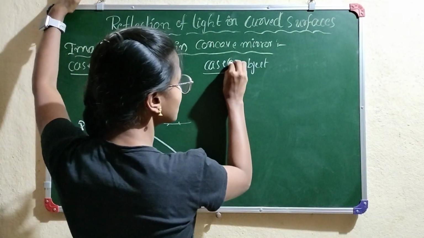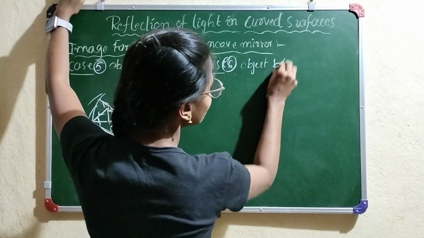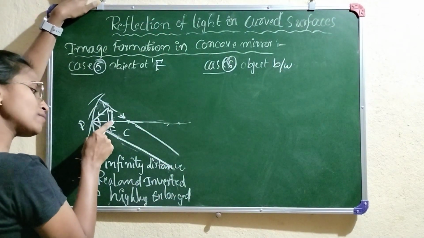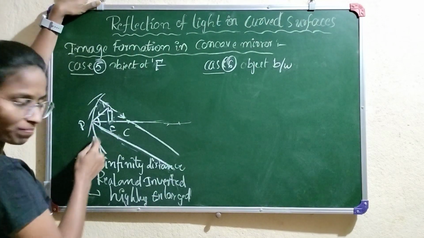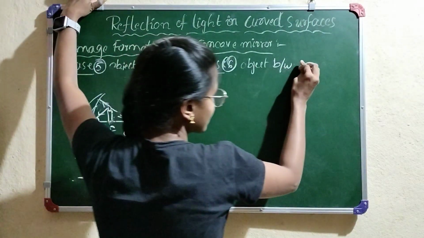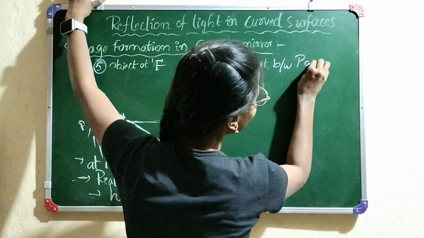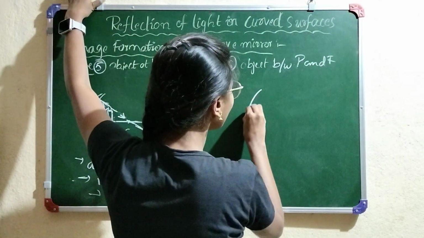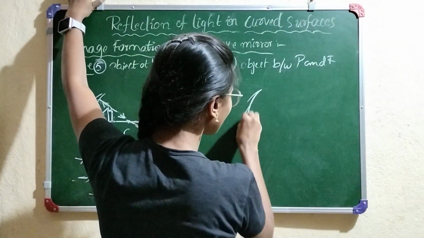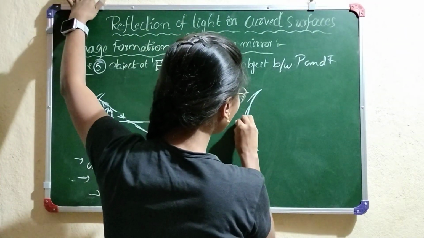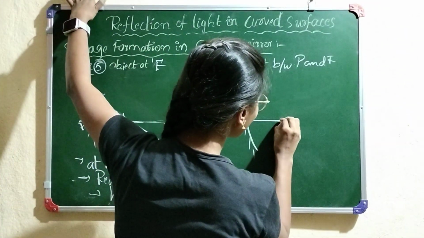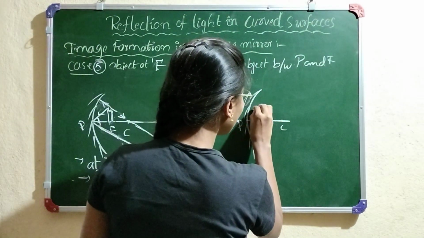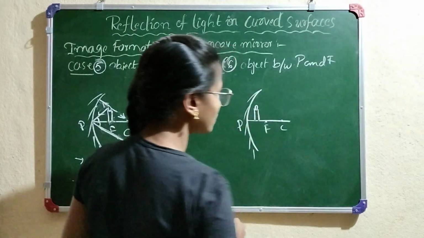Now case 6, object between P and F. The next case, I am keeping the same object between P and F. That is the last case, between P and F. Okay, so now the same concave mirror I am taking. Here is the center, here is the focus. I am keeping an object in between F and C.